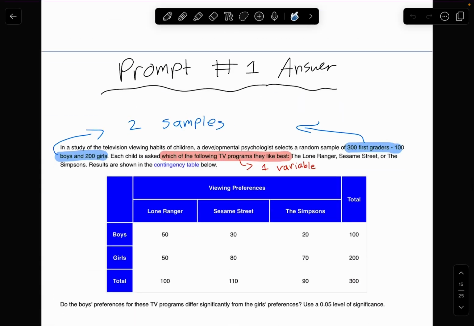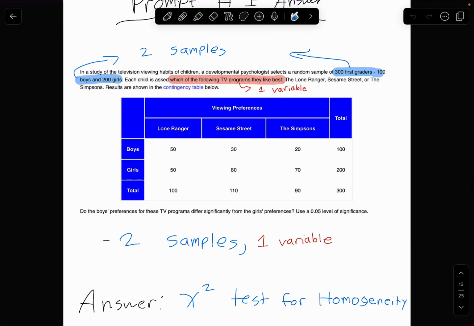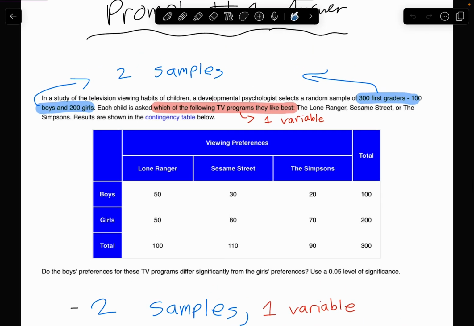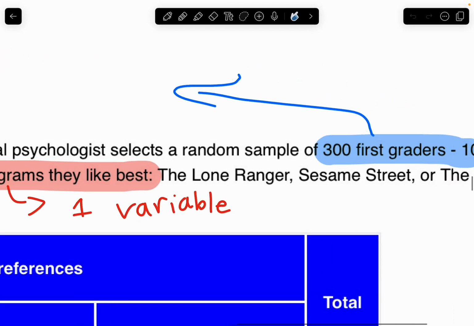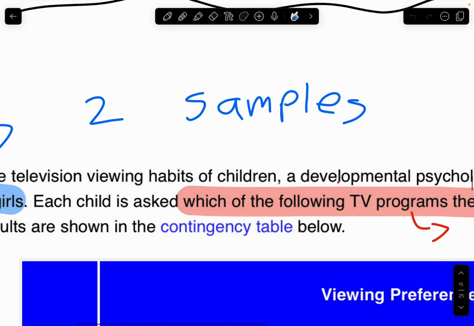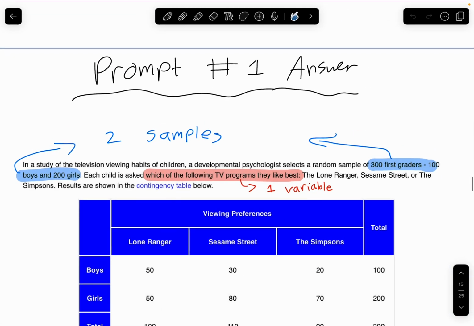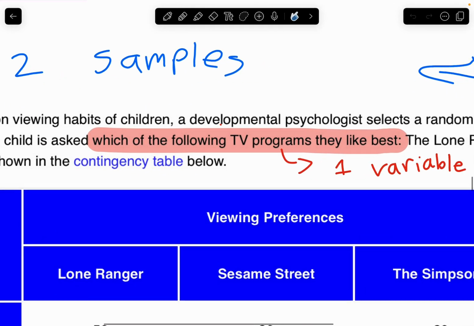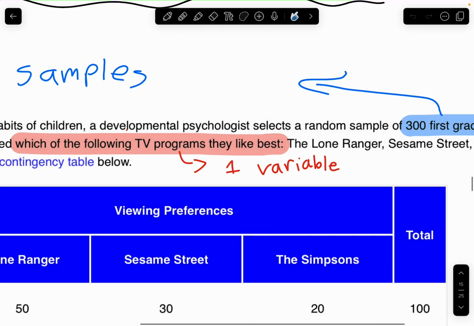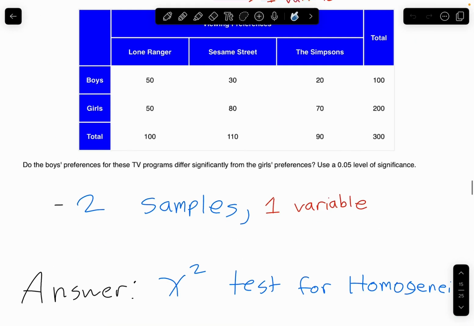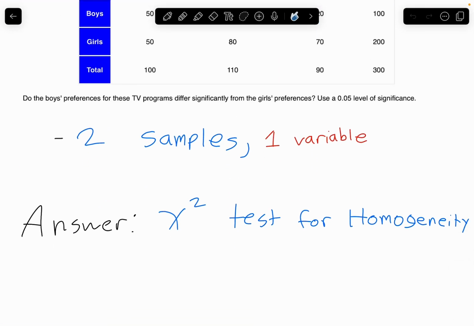All right, the answer to prompt number 1 is we will use a chi-square test for homogeneity. The reason we use this is in the first sentence, it already says we'll select a random sample of 300 first graders, 100 boys and 200 girls. That is two different groups we are sampling from. So without even looking at anything else, we can tell this is a chi-square test for homogeneity. But just to make sure, each child is asked which of the following TV programs they like best. That is the variable we are putting into play. So two samples, one variable. That means we will use a chi-square test for homogeneity.